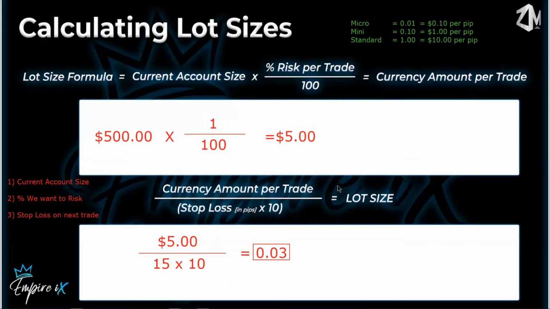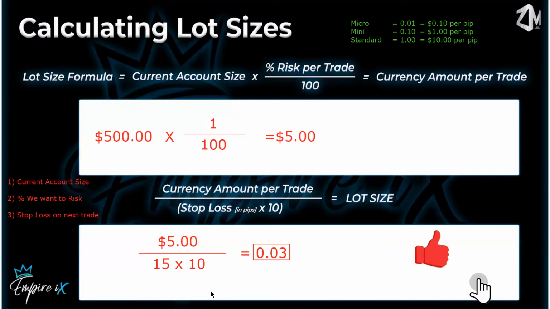So again, let's say we have a nice EUR/USD buy setup. We have a current account size of $500 US. We want to risk 1% of this $500 on the very next trade, and the very next trade has a 15 pip stop loss. We want to use a 0.03 to be able to risk 1%, and that is how we're going to manage our risk.